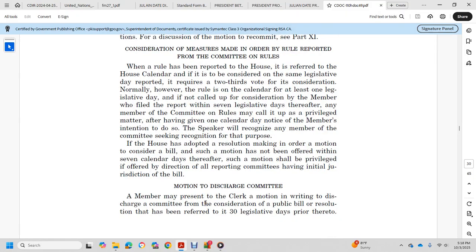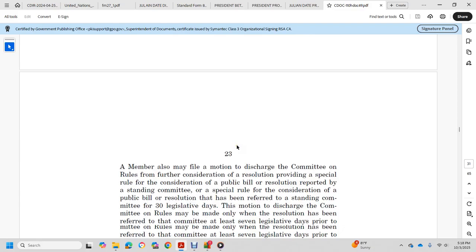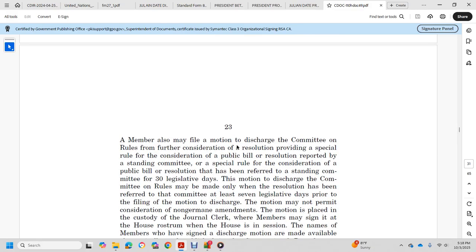A member presents to the clerk a written motion to discharge the committee from consideration of a public bill or resolution that has been before the committee for 30 calendar legislative days. A member also may file a motion to discharge the Committee on Rules from consideration of a resolution providing a special rule for consideration of a public bill or resolution referred to that committee. The motion may be made on the third calendar day after filing, and only if the resolution has been referred to the committee at least seven legislative days prior.